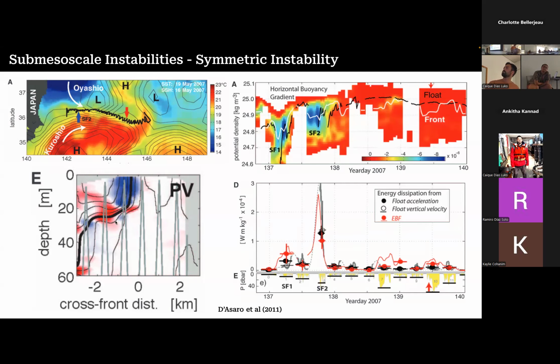And so this is a time series showing stuff distributed in potential density space. Basically, these blue blobs are regions where they cross strong fronts. And from the floats, they were able to compute kinetic energy dissipation rate. They saw peaks in the dissipation rate when they crossed these fronts with negative PV. So this is another example of how submesoscale instability can lead to turbulence.